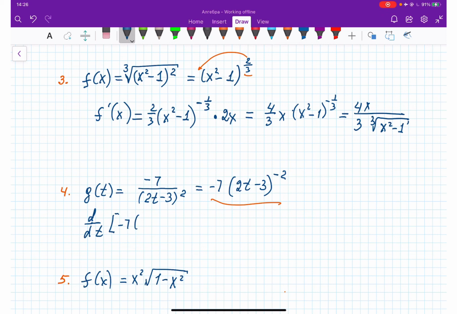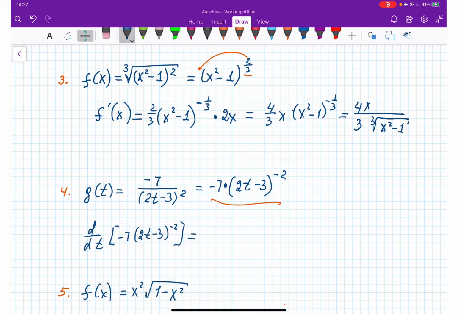For negative 7 times (2t minus 3) to the power negative 2, look what's happening here. We are going to apply the rule of multiplication, and chain. Within the rule of multiplication, we also have the chain rule. Where is the chain rule? Here it is, we have negative 2. If I had only 2t minus 3, then I would have just the rule of multiplication. But because we have it all to the power negative 2, we will have the chain rule.